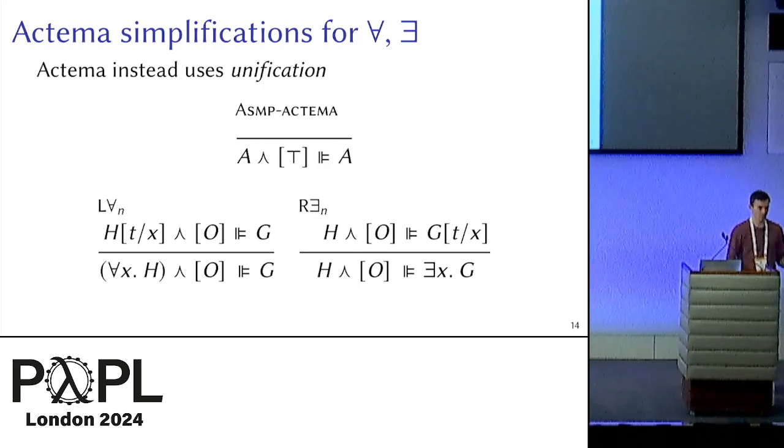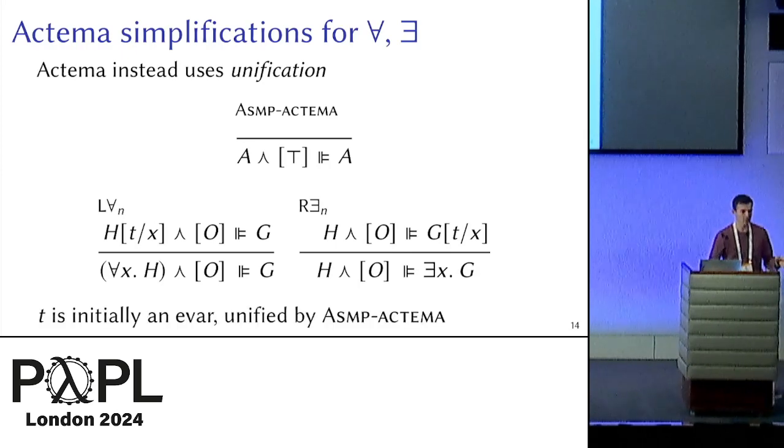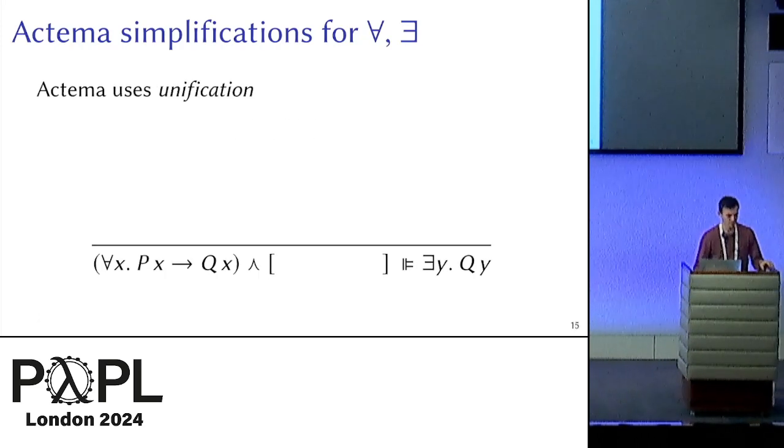Now, of course, when you're actually running this simplification, when you're building this proof, you won't know this t beforehand. So in the implementation, this t will be an EVAR. But as soon as you apply the base rule, this will unify the EVAR t with a concrete value. So let's see how that works on an example. This is the example I showed you on the first slide. We want to prove exists y Q y, and we know that for all x, B x gives Q x.